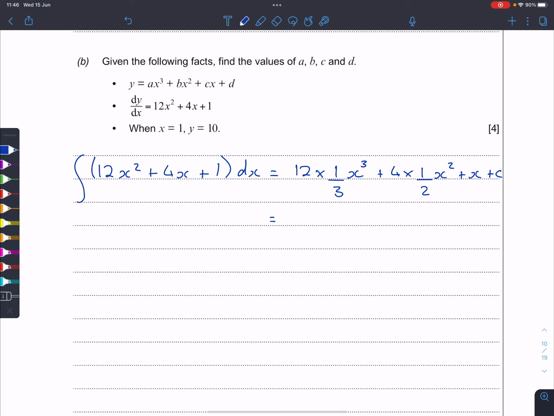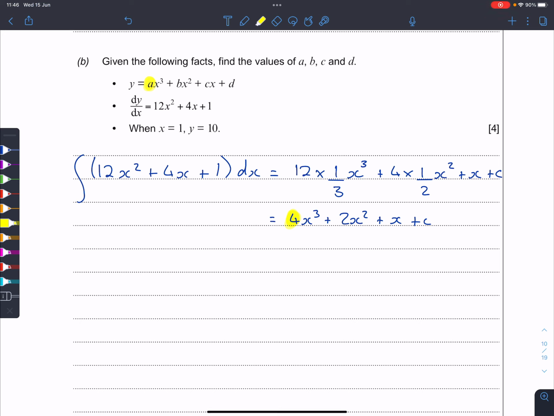So if I tidy this up, I get 12 times a third is 4x cubed, plus 4 times a half is 2x squared, plus x, plus this constant of integration. Now, if I have a look at what we've got, ax cubed. So I've got that a is 4. So my a is 4.